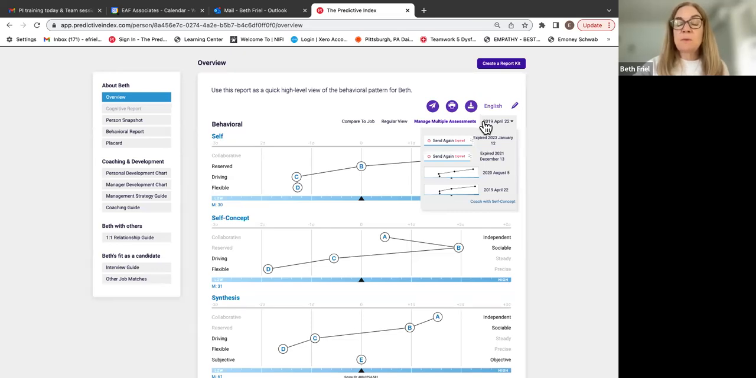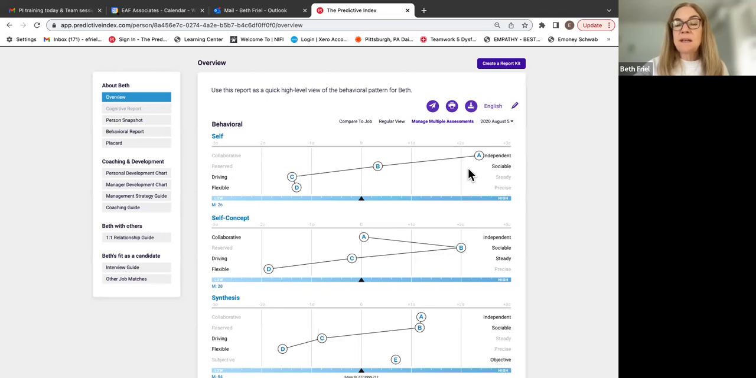Now, some of you may have multiple assessments, because if you want to see self-concept again, you might take it again. So in 2020, I took it again. My B went a little higher in self, but my A goes much lower. I have to be very collaborative, and I'm really trying to be very collaborative.